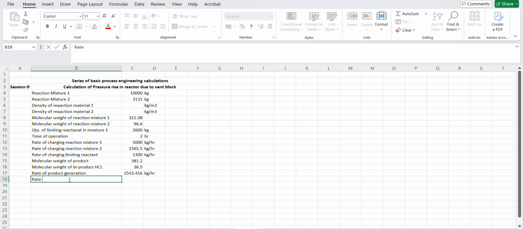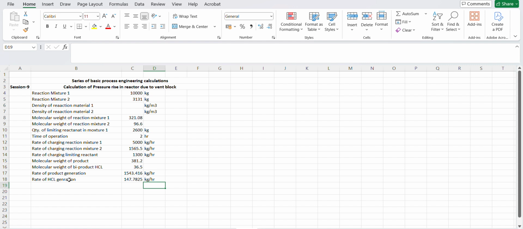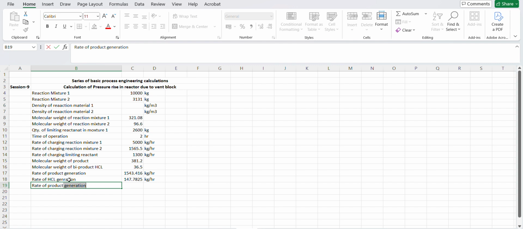In the same way we can calculate the rate of HCl generation, that is, how much quantity of HCl is generated. For the HCl generation calculation, we simply divide the molecular weight of HCl by the molecular weight of mixture 1, multiplied by the quantity of the limiting reactant charging. So this is the rate of HCl generation in kg per hour. Now we can convert that into the rate of product generation in kilomole.